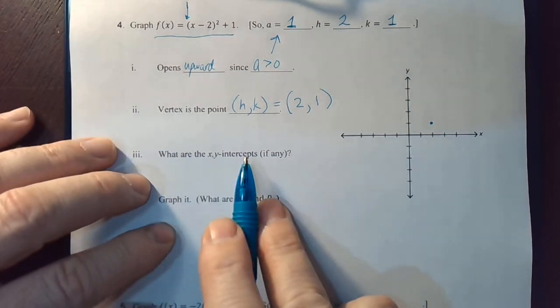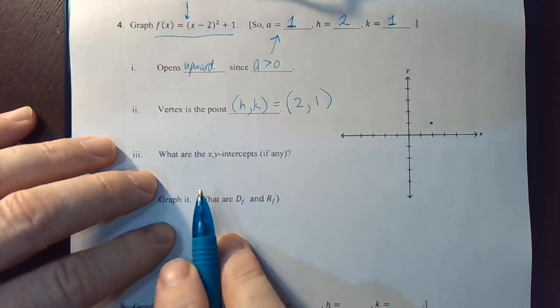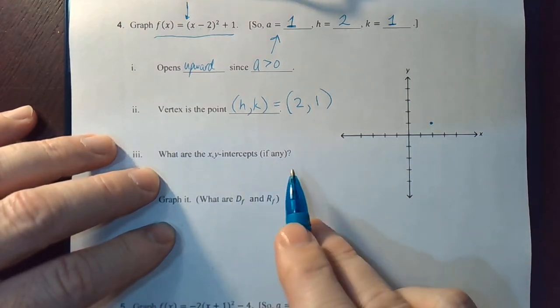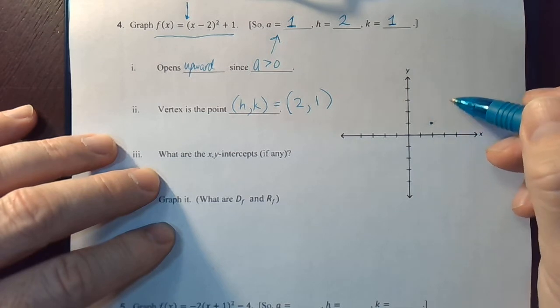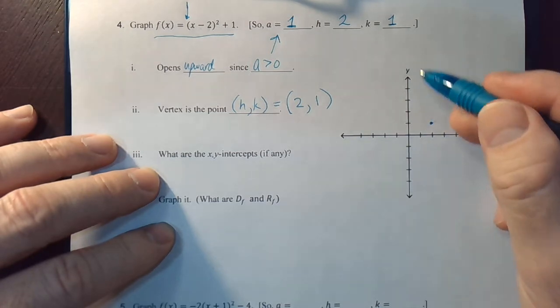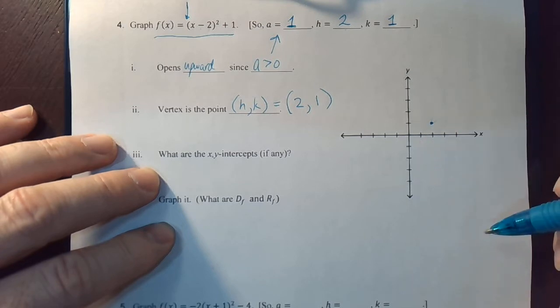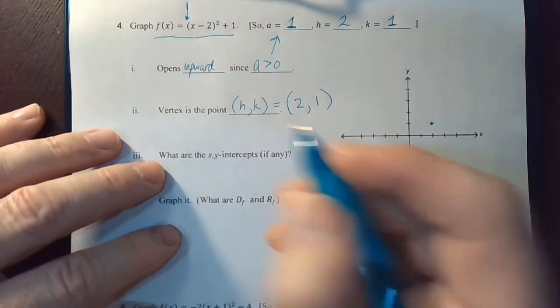Now, what are the x-intercepts of this graph, of this parabola? X-intercepts. Well, clearly there is no x-intercept because this is the vertex and it opens upward, right? So it's not coming downward where it crosses the x-axis. So the x-intercept's none. The y-intercept is easy.